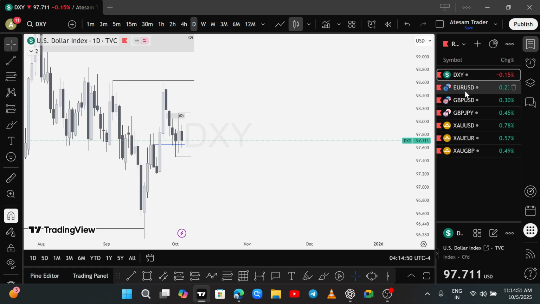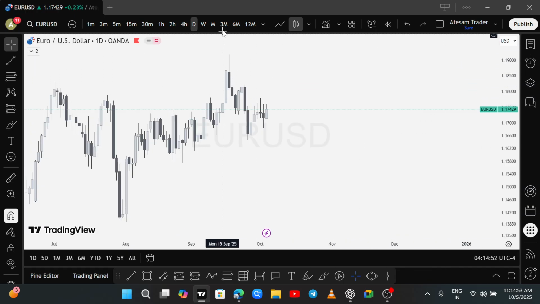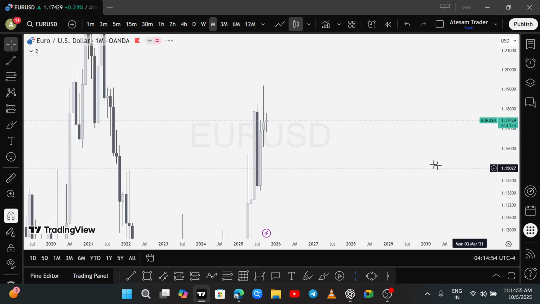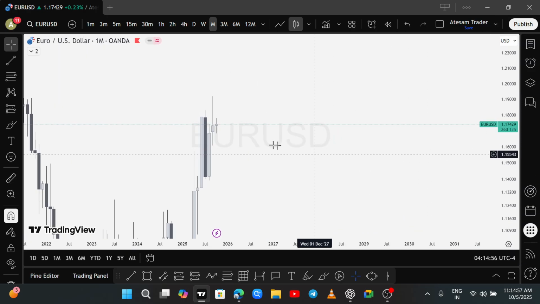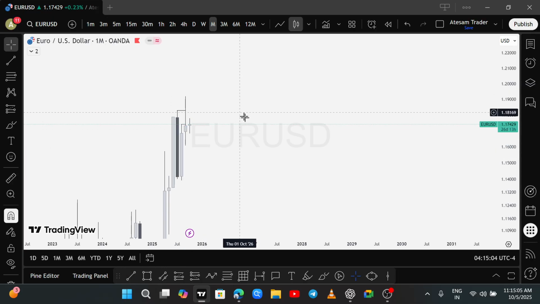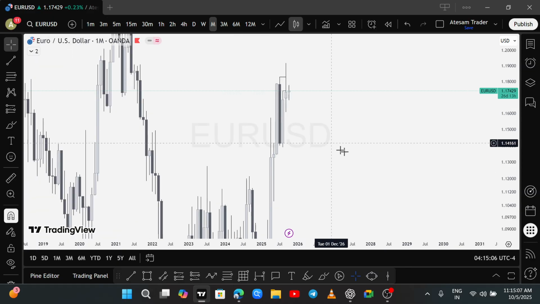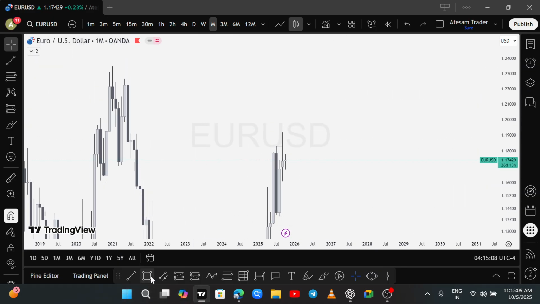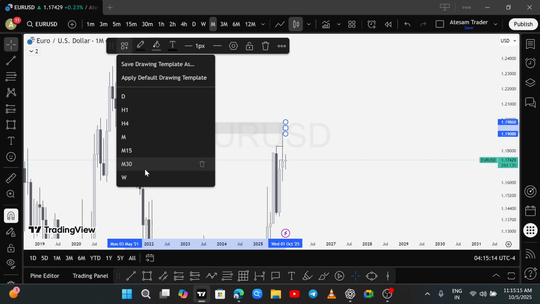Let's come to the Euro USD. So what are we doing in Euro USD? Okay, so Euro swept this high, also swept the previous candle high. So we failed to expand to the upside, and also we are rejecting from this monthly fair value gap.